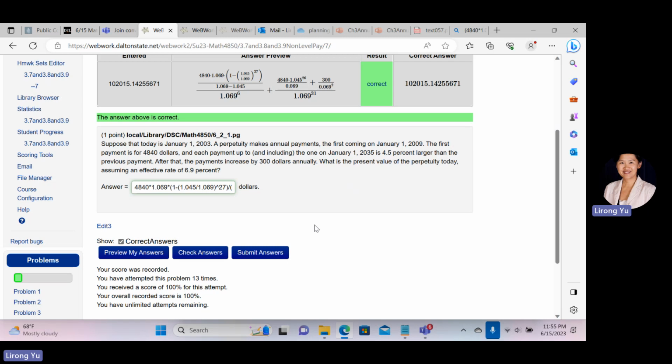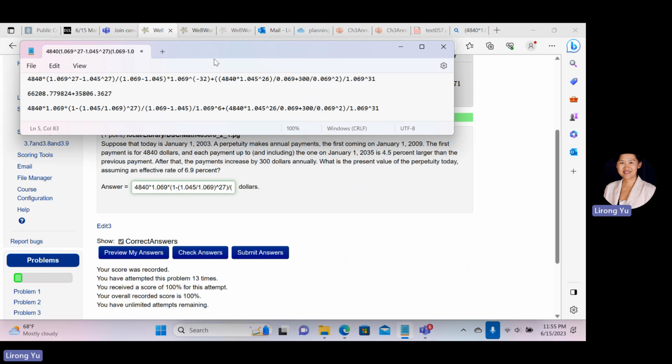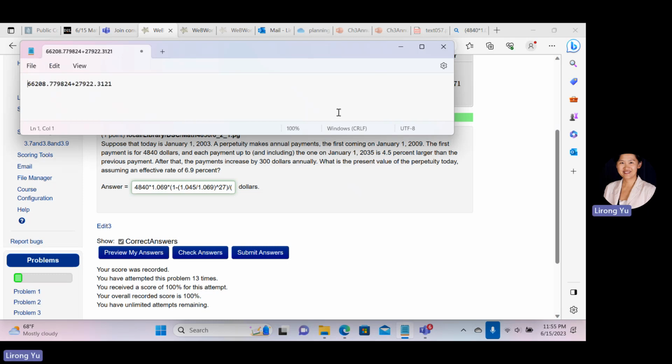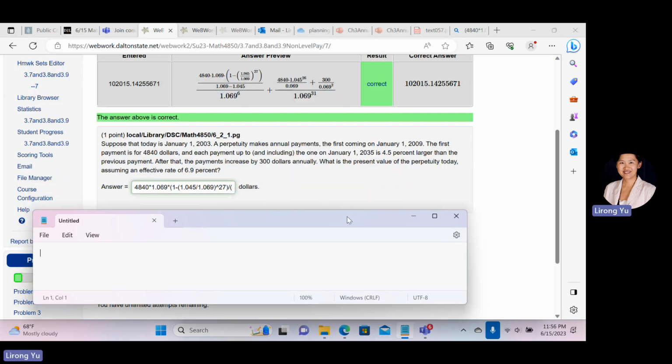The question is about a perpetuity, so let me erase what I did earlier. I have to try it just so we will not waste time. Okay, so today, t equal to 0 is representing January 1st, 2003. But there's no cash flow, so the cash flow at time 0 is 0.